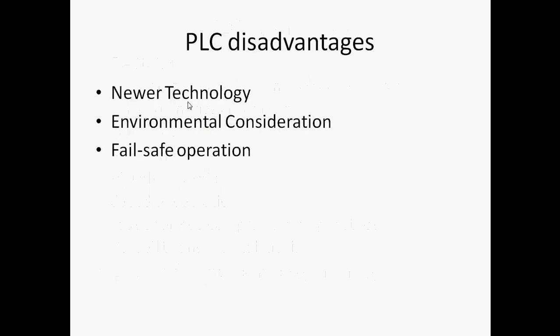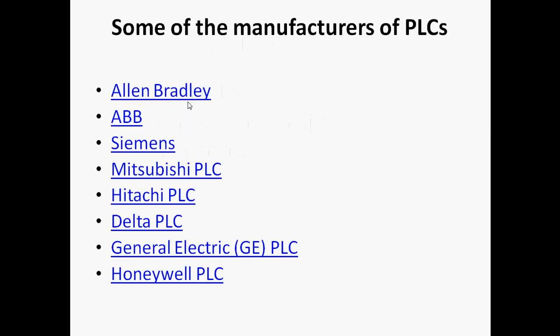Now look at the PLC disadvantages. First point is regarding the newer technology. Because of this new technology, skilled persons are not available. Then second is environmental consideration. Whenever there is industry usage, there are dust particles, humidity, and temperature. So we are considering that, and that type of arrangement we can do for the PLC operations. The next is fail-safe operation. This is also a condition for the PLC. So these are the three disadvantages of the system.